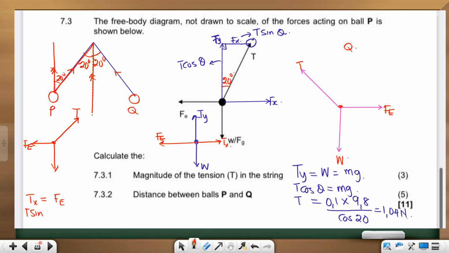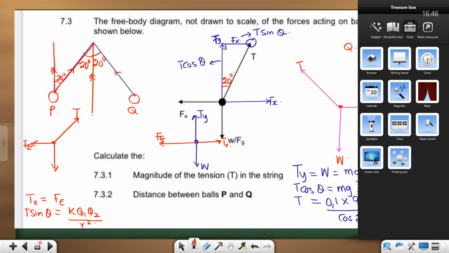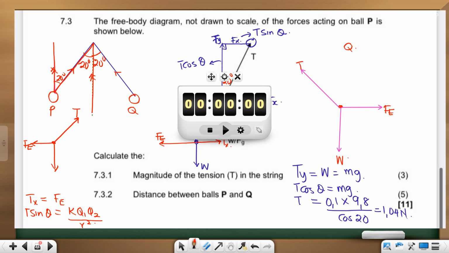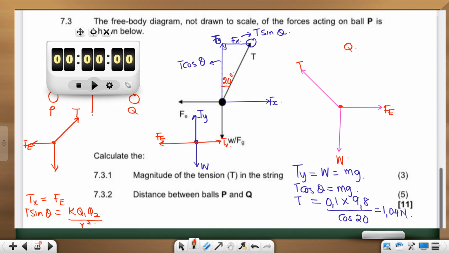Tx is equal to what? Electrostatic force. And what's our Tx? T sine theta equals to what? K Q1 Q2 over R squared. Guys, I think you can calculate the distance between them. Because now I know my tension, I know my angle, I know my K, I know my Q1, I know my Q2. All I'm looking for is R squared. You have 4 minutes. I have already done the hard work by interpreting for you.